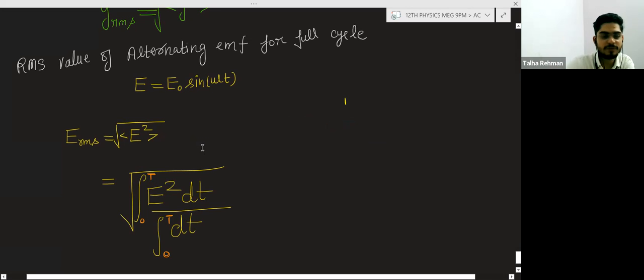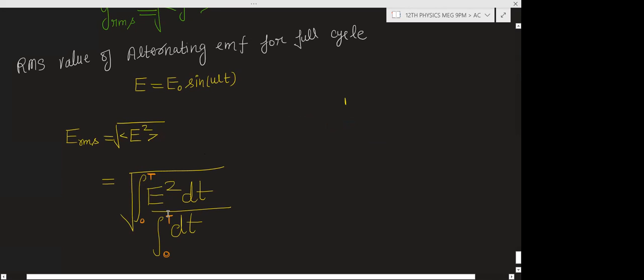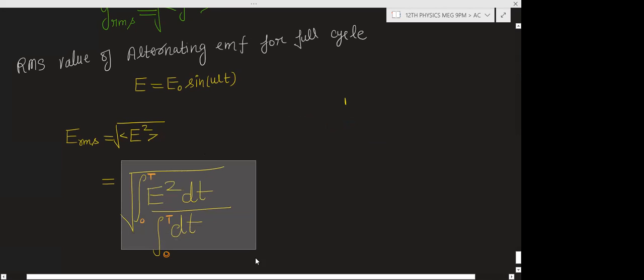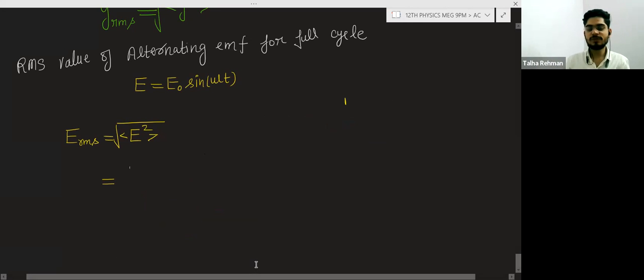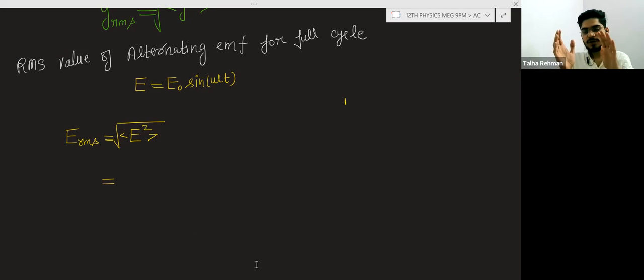This thing is clear, Fawaz? Sir, what is the dt under it? What does it actually mean? Full cycle I have written. Full cycle means the time taken by the coil to complete one rotation, and time taken is capital T. We have to calculate the root mean square value of EMF for 0 to T time, and dt is representing the small interval of time.